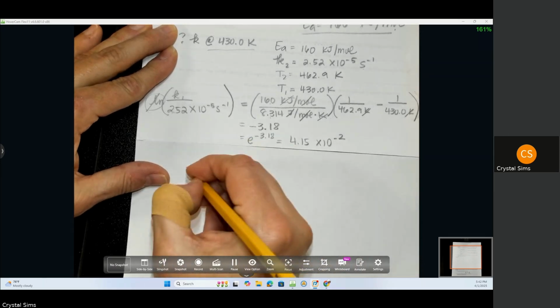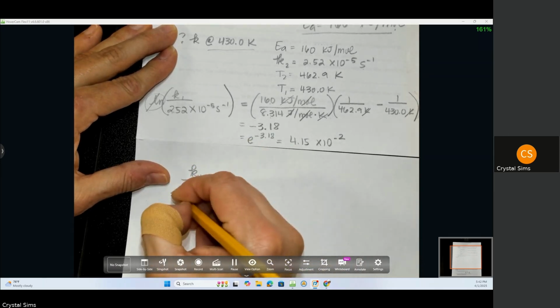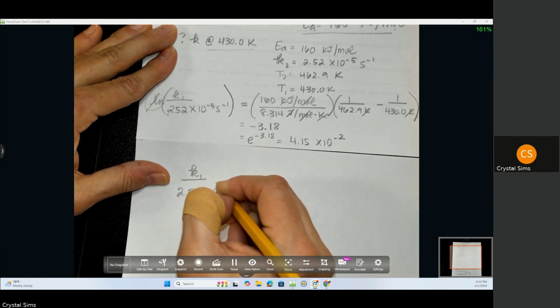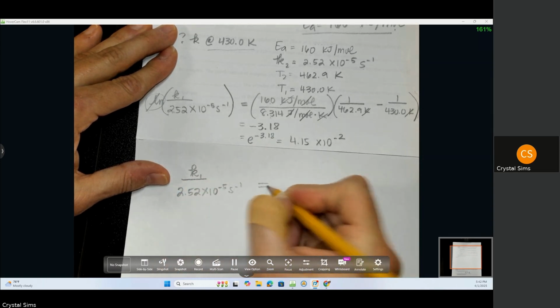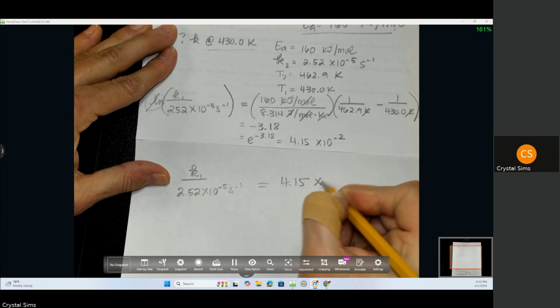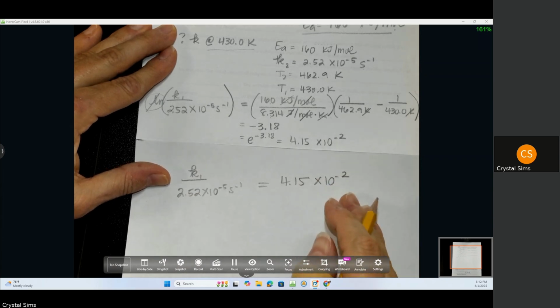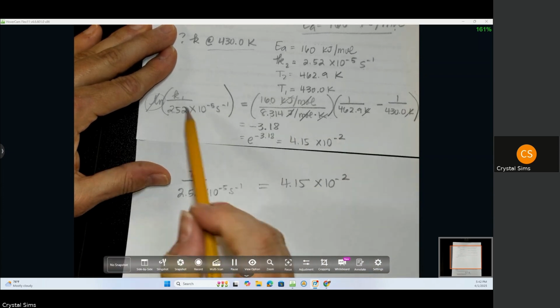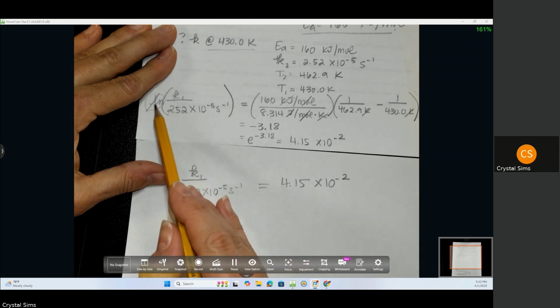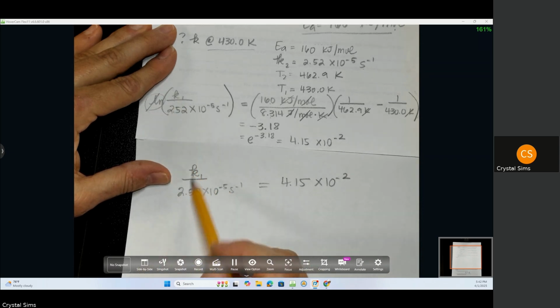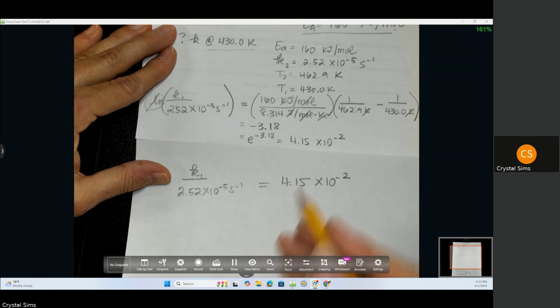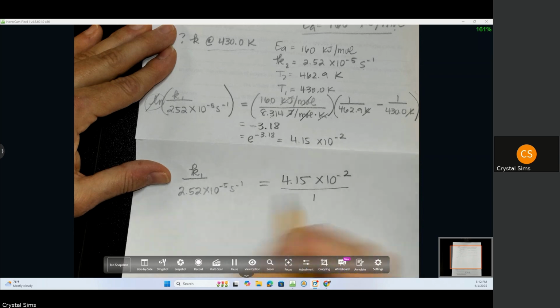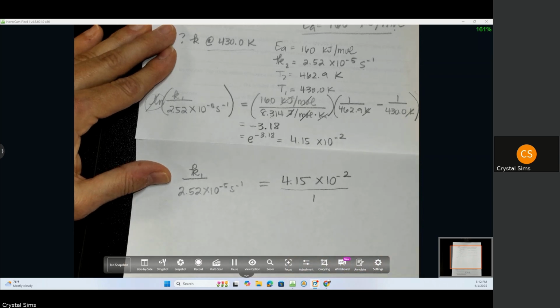So we have K1 over 2.52 times 10 to the negative 5 s to the negative 1 is equal to 4.15 times 10 to the negative 2. That's where we are because we've completely solved this half of the equation. We've taken the inverse of the natural log of both sides. So that got rid of our natural log. So here's where we are now. We can set this up just like a fraction. That would be the same as saying, over 1.